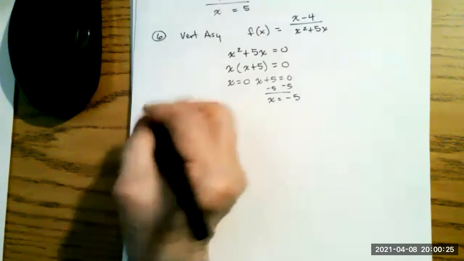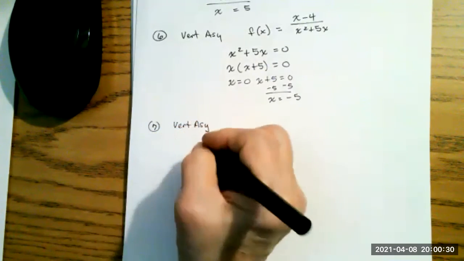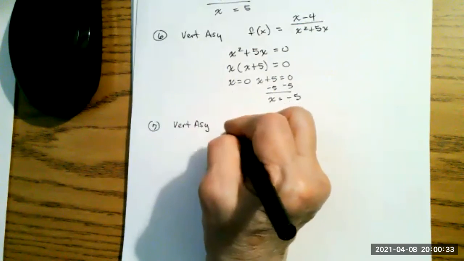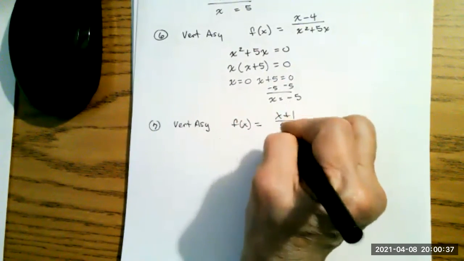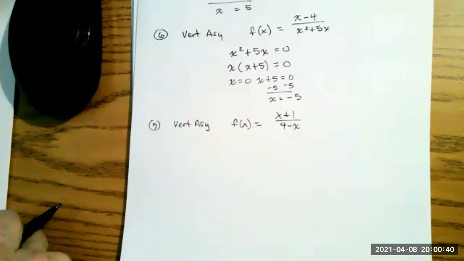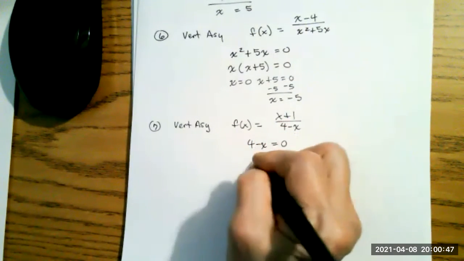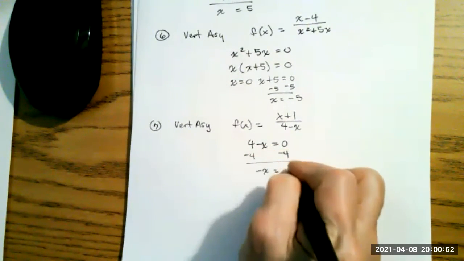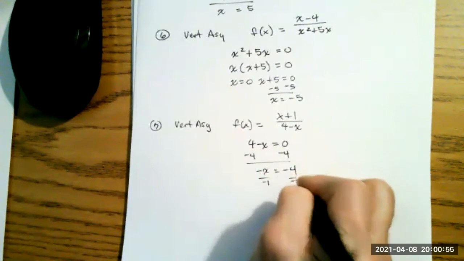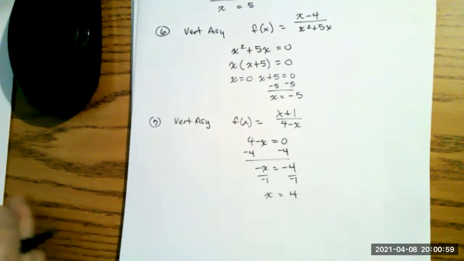Okay, number 7 is the vertical asymptotes. I guess they want you to have lots of practice in these. F of x equals x plus 1 over 4 minus x. And you just set 4 minus x equal to 0. And you get negative x is negative 4. So x equals positive 4 when you divide out the negative 1.